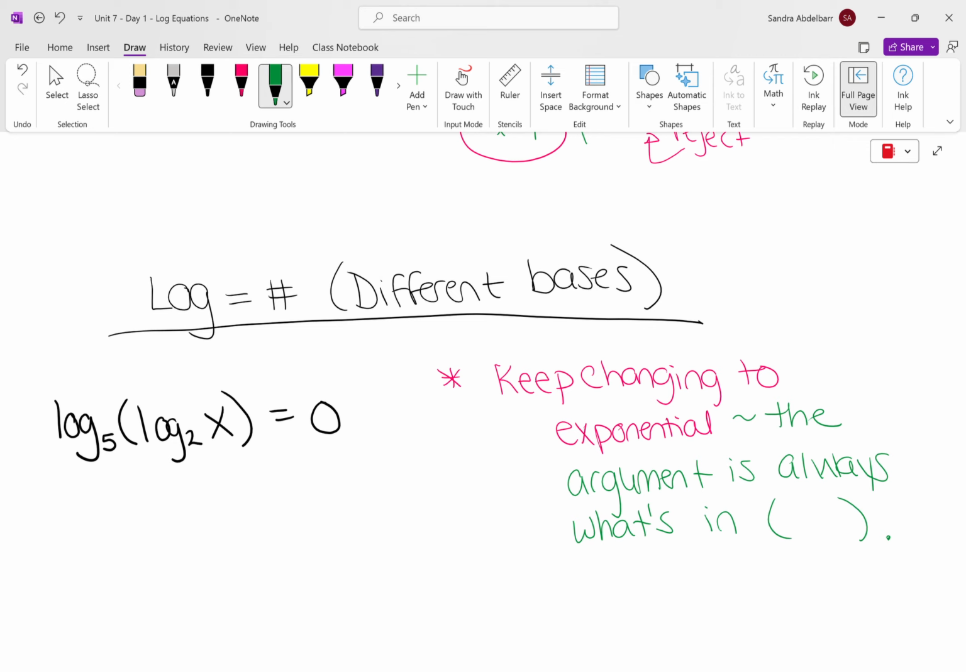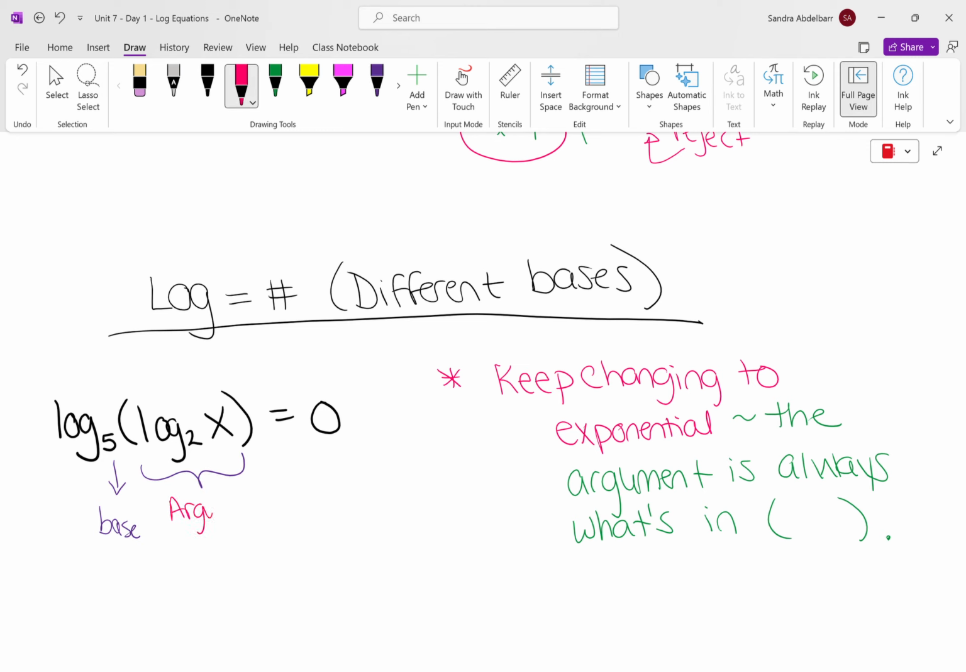Okay, so why did I make that extra note? The argument is always what's in the parentheses. Because I have 2 logs here, and they have different bases, there's no condensing for me. There's no changing it down to 1 log because they have different bases. So this means I have to keep changing it into exponential.